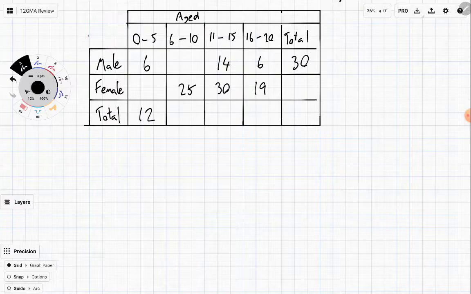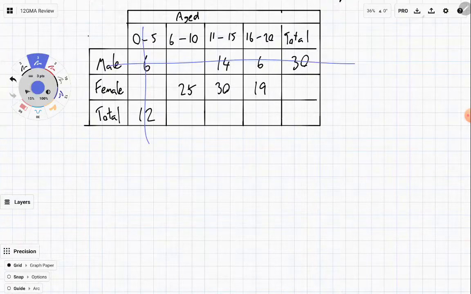So the first thing I want to do is let's just fill in the table. The strategy for this is you look for a row or a column in which there's exactly one gap. In this case, the first row, the male row, has exactly one gap, which means that 6 plus something plus 14 plus 6 equals 30, or 30 minus 6 minus 14 minus 6 is going to be equal to the blank spot.